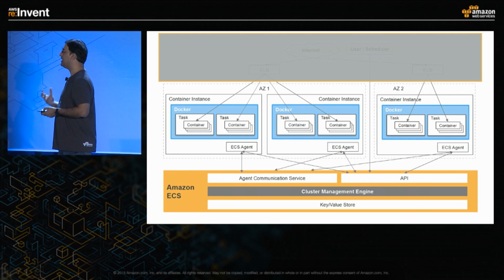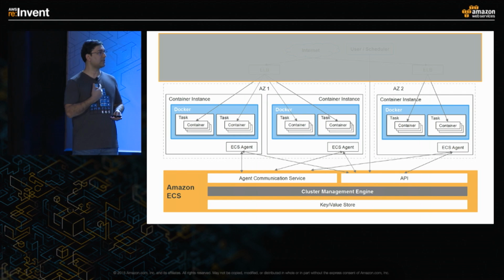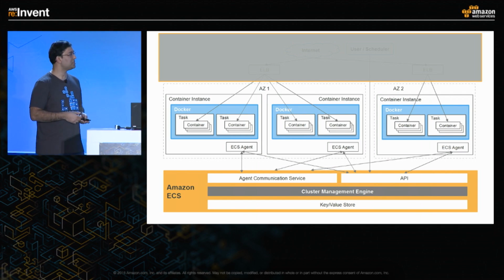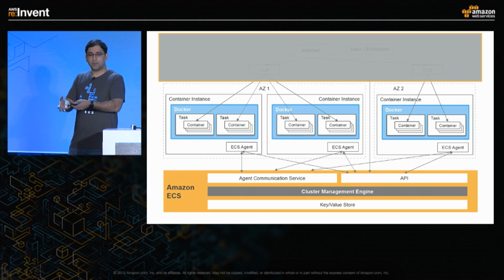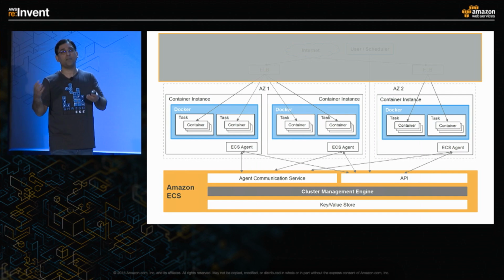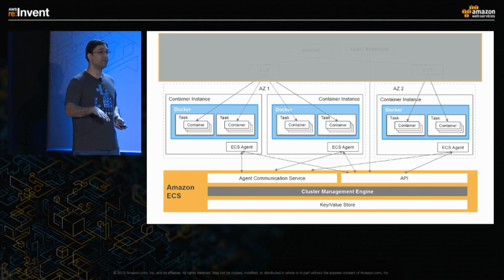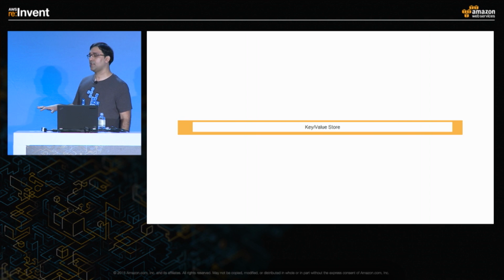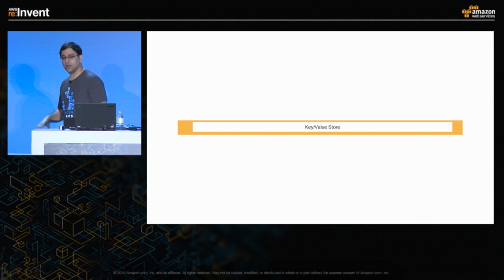And the ECS service itself consists of roughly 4 components. There's an agent communication service. This is what's responsible for communicating with the agent and does the two-way communication. You also have the APIs. I'll get to those in a minute. But the heart and core of ECS is your cluster management engine, which is responsible for managing the cluster and maintaining its lifecycle. That's built on top of a key value store, which is the heart of the ECS system. The key value store that ECS is built on is a core distributed systems primitive that we've built at AWS over the years.